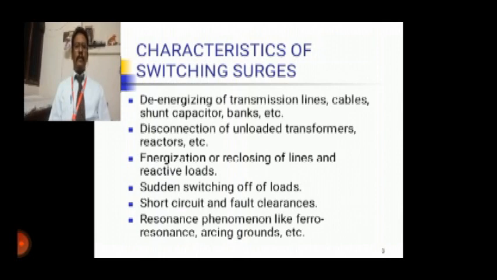These are the characteristics of switching surges. The first one is de-energizing of transmission lines, cables, shunt capacitors and capacitor banks. Disconnection of unloaded transformers and reactors, particularly line limiting reactors. Energization or reclosing of lines and reactive loads, which normally leads to severe switching surges in the system. Sudden switching off of loads, which is considered too dangerous at the time of operation of the system. Short circuit and fault clearance.